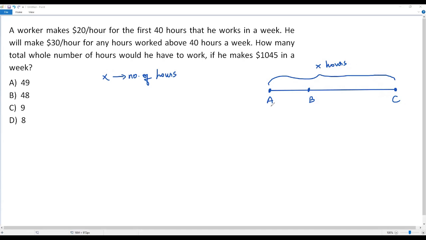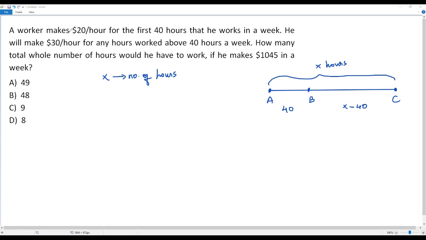And the length of this line segment AB represents the first 40 hours. If the length of this line segment AB is 40, then what is the length of this line segment BC? To get the length of BC, we have to subtract the length of the line segment AB, that is 40, from the complete length X. Then we get X negative 40. So here this line segment AB represents the first 40 hours, and this line segment BC represents additional hours apart from the first 40 hours. That is X negative 40 hours.